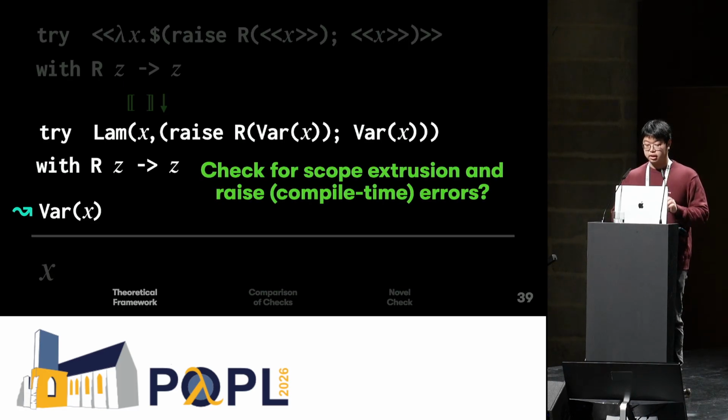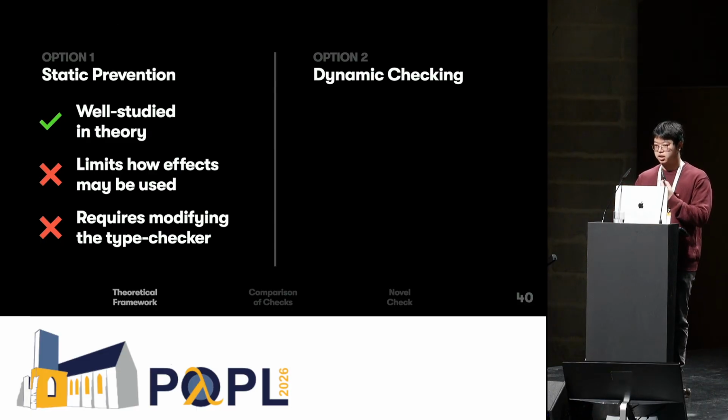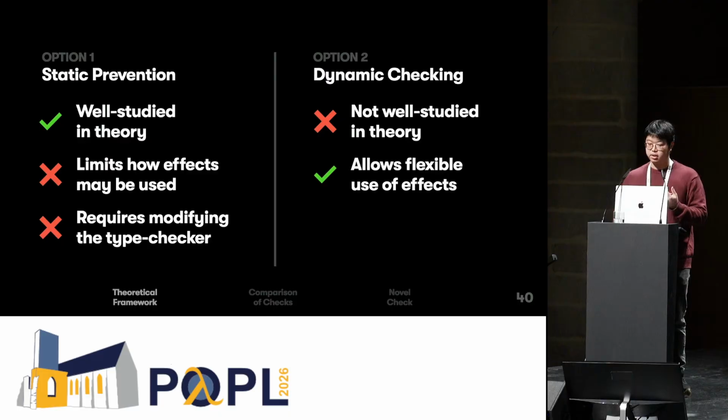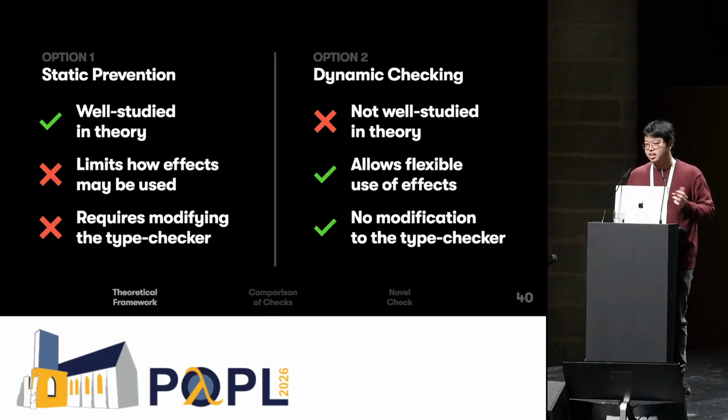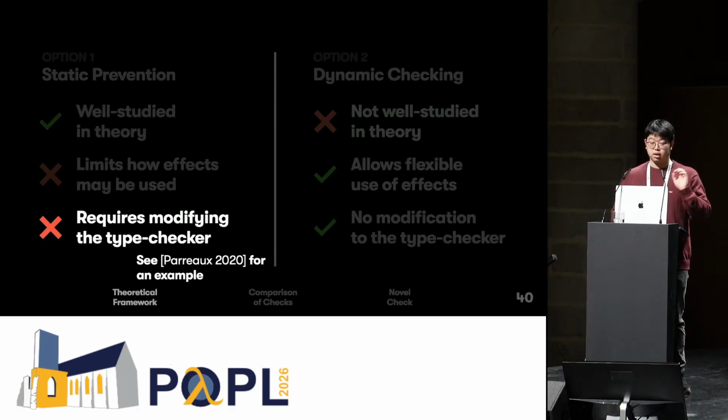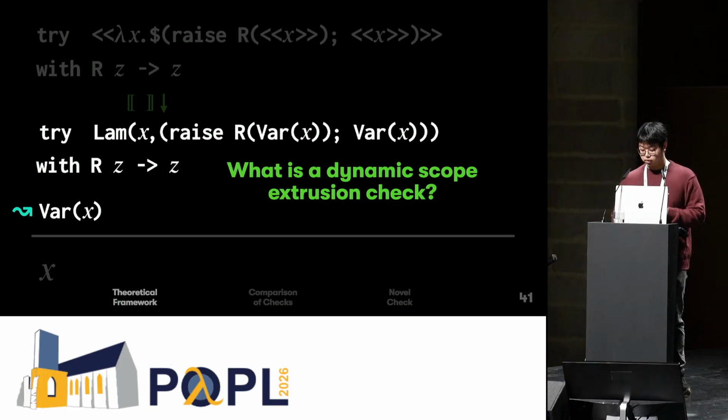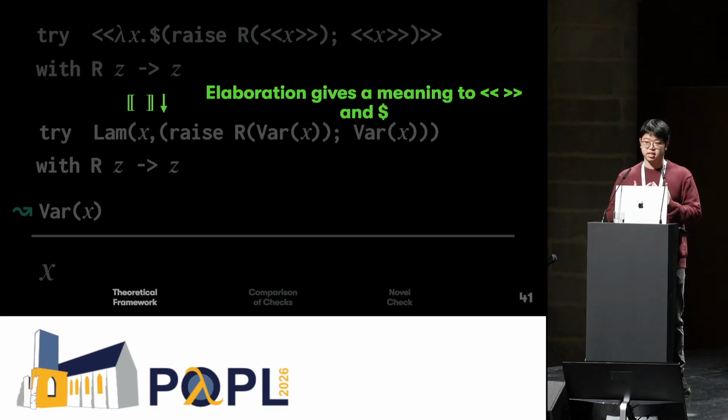Instead, we're going to ask, can we check for scope extrusion and raise compile time errors when we run the lambda AST program? And this approach, which we call dynamic checking, isn't that well studied in theory, but empirically it tends to allow more flexible use of effects, and it didn't require me to modify the type checker. So that's what we're going to do. If you're curious, there are approaches that modify the type checker. I think contextual squid's a good example of that. So now we're going to study dynamic scope extrusion checks in theory, and we're going to start by asking the question, what is a dynamic scope extrusion check? And the key insight is that here we're using an elaboration to give a meaning to quotation and splice.